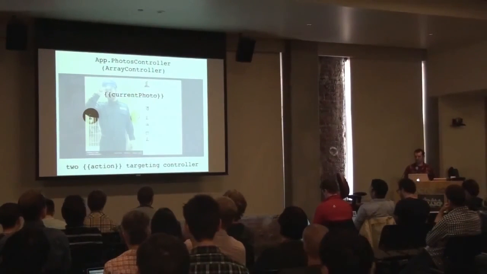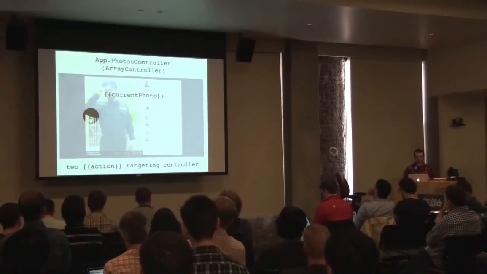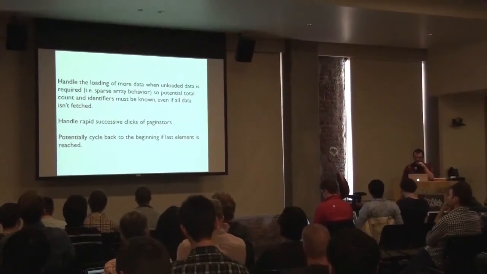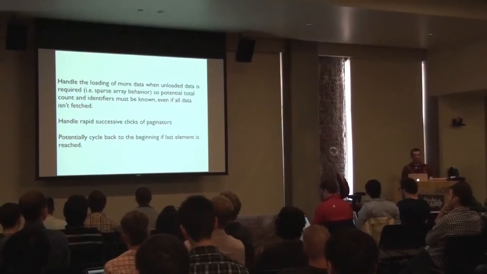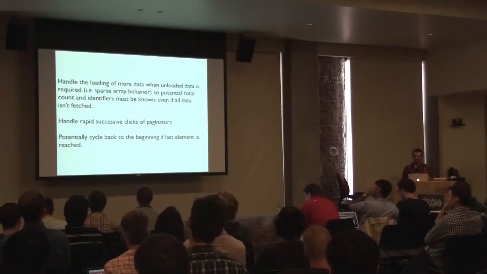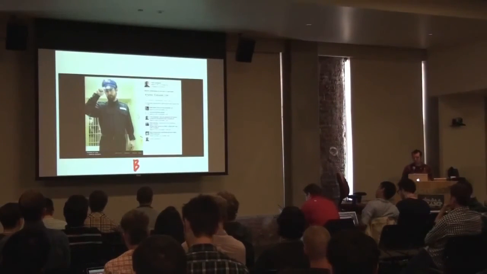Pretty easy. So a very simple pagination is to control all your photos with an array controller, have a current photo property, and then previous and next actions will change the value of that. And because we have data binding, you know that your template's always going to update to match what the current photo is. There's some additional pagination stuff that we need to handle, like how do you handle rapid successive clicks of the pagination elements? Do you cycle back and forth like the music player example? So pretty good, but because of the pagination stuff not being built into Ember just yet, I'd say B.